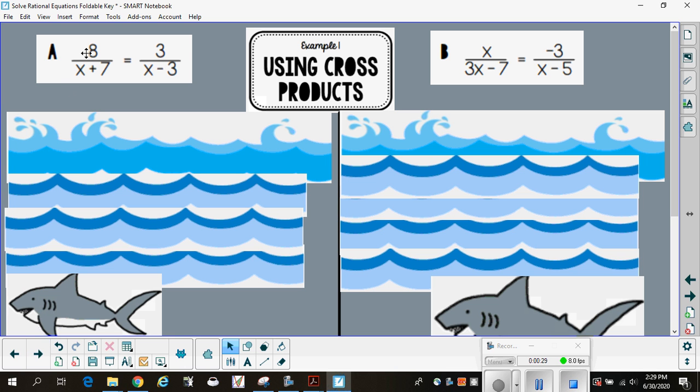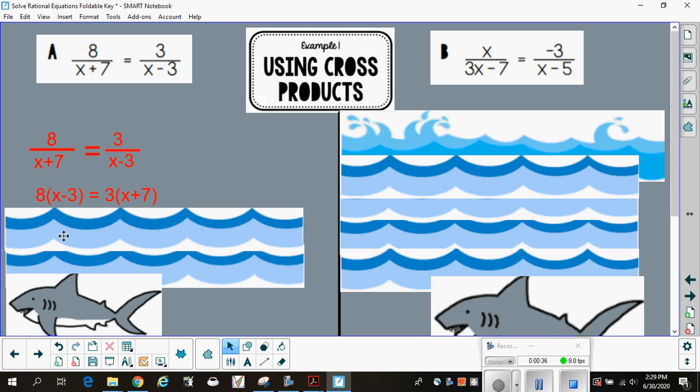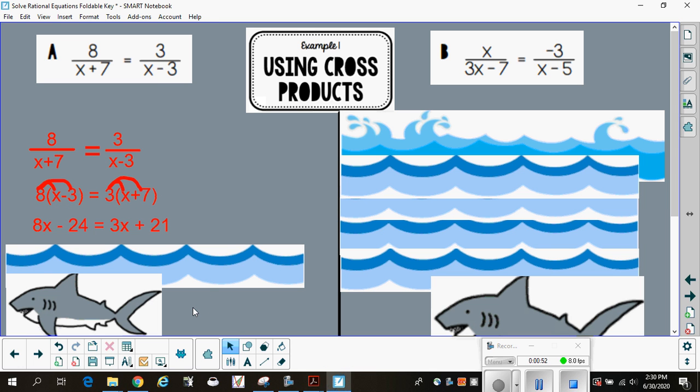So I can multiply the 8 times the x minus 3 and the 3 times the x plus 7. At this point, I can now take my pen and distribute the 8 to the x and the 8 to the 3, this 3 to the x, and this 3 to the 7. And that will give me 8x minus 24 equals 3x plus 21.